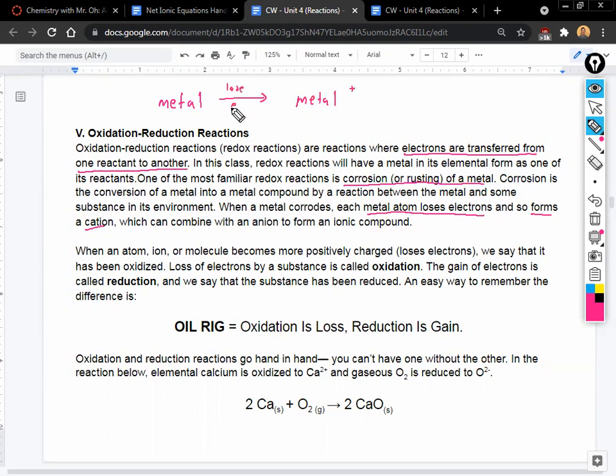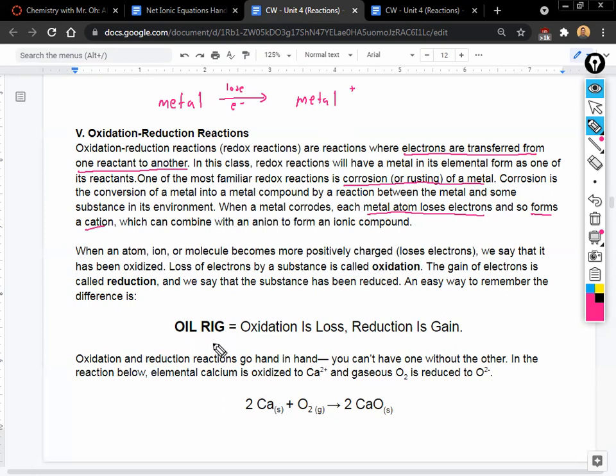Okay, it loses electrons, and it's going to give the electrons to whatever it's reacting with, which becomes an anion, and they're going to form an ionic compound. So that's just one example of a redox reaction. And we'll be looking at a couple later on, in a few minutes. But before we do that, let's talk about what oxidation reduction means.